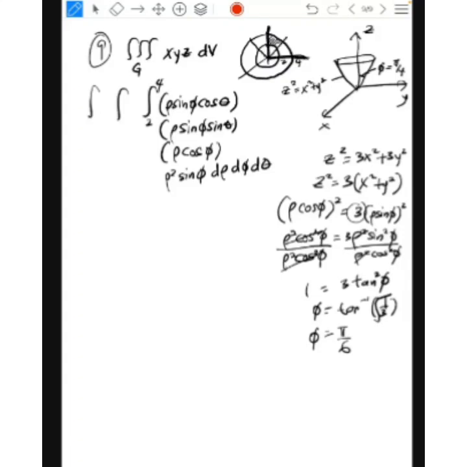So 2 until 4. The phi is 0 until pi over 6. Okay, however, the first octant means theta is from 0 until pi over 2. So this is your theta, this is your phi. Okay, let's simplify this whole thing first.